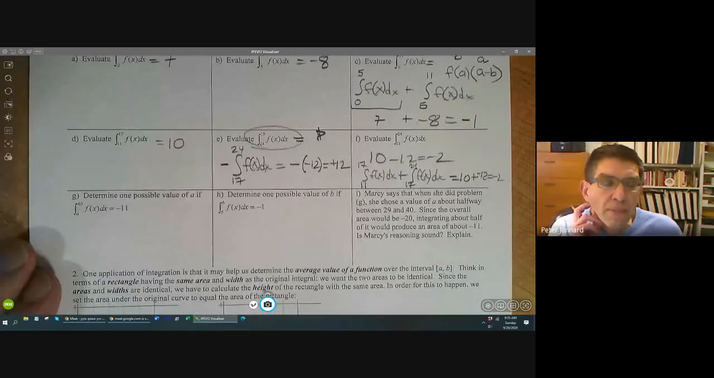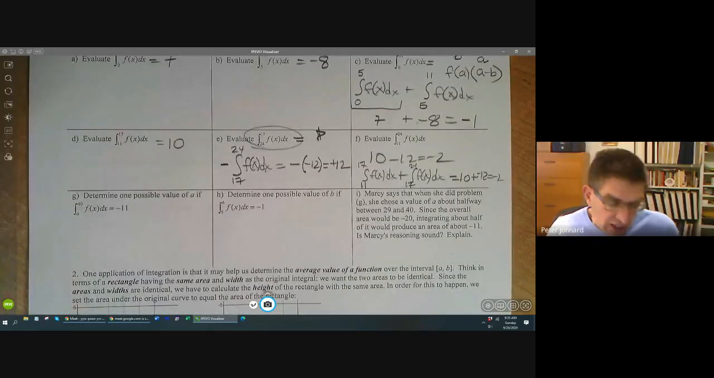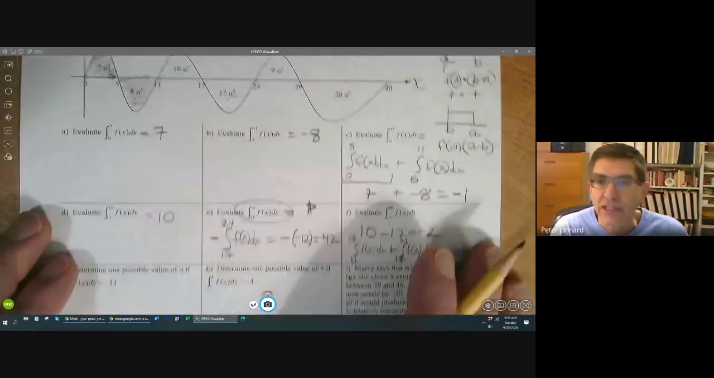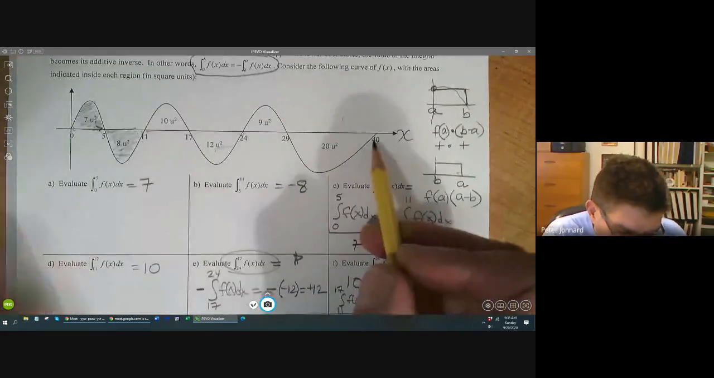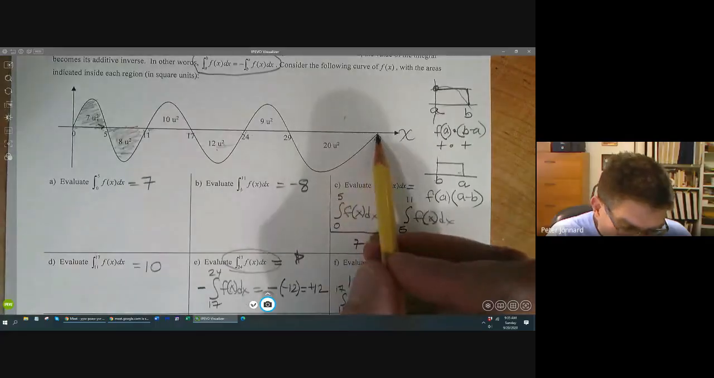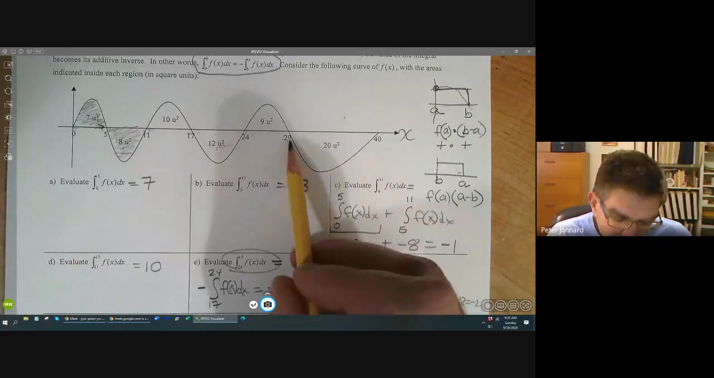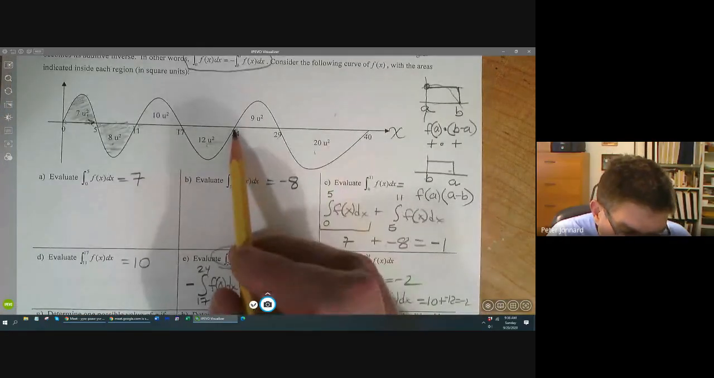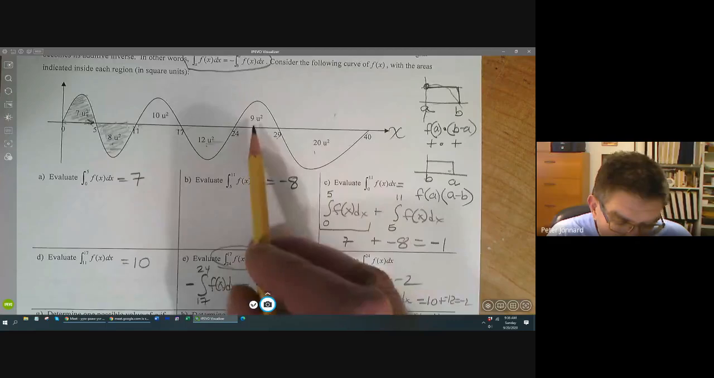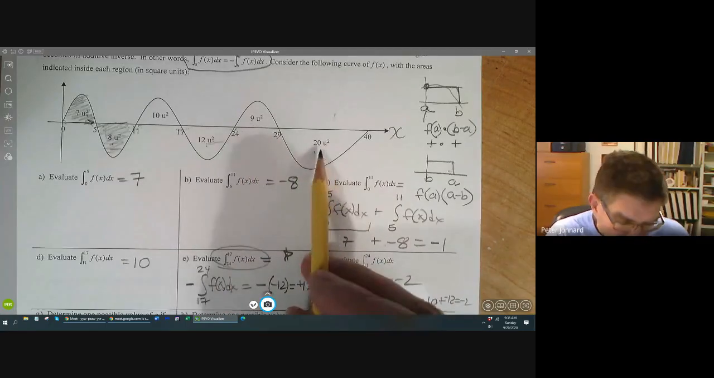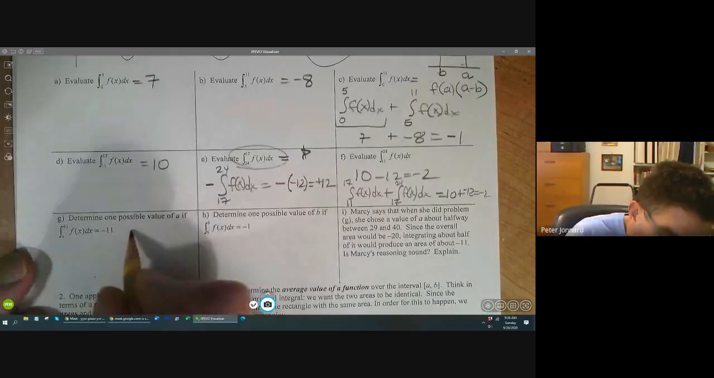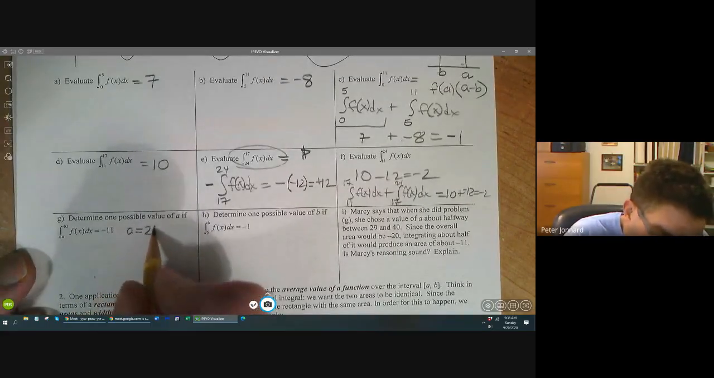Okay, determine one possible value of a if the integral from a to 40 is negative 11. So that's interesting. We want to integrate to end up at 40. If I choose a as 29, I'd have an area of negative 20, and I need negative 11. So that's not going to work. Well, what if I start at 24 and go to 40? Then I would have positive 9 minus 20, which would do the trick for me. Okay, so what I'm going to do is I'm going to say that a equals 24.